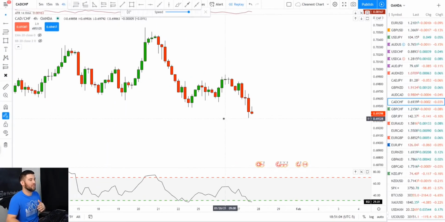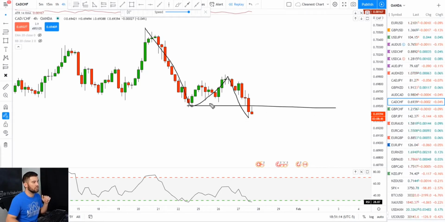But the way I like to find major levels of structure on my higher time frames, there are 2 different ways. The first way is by looking at the previous level of resistance or support that was broken in a trend. This is how I've spotted out major levels of structure on higher time frames throughout my entire trading career, and it's never done me wrong.